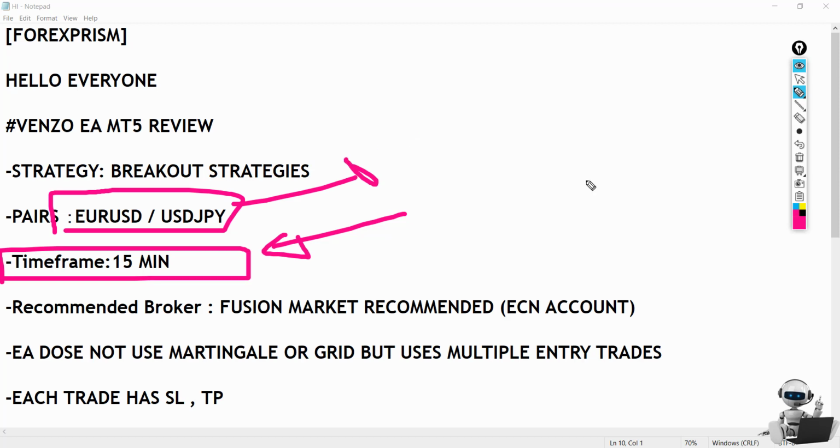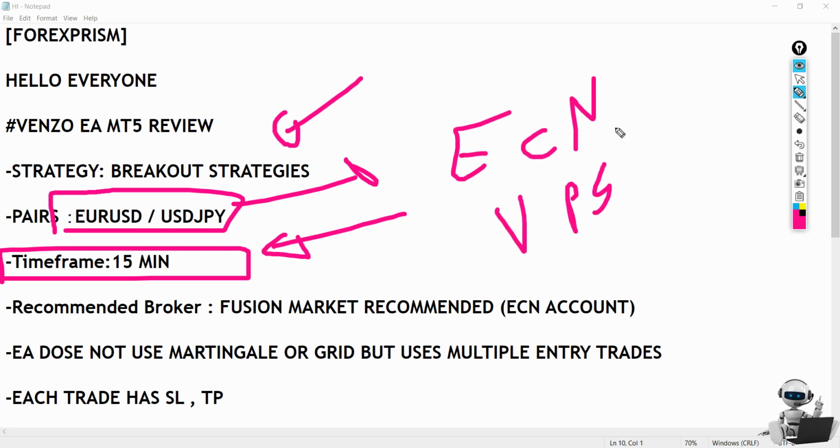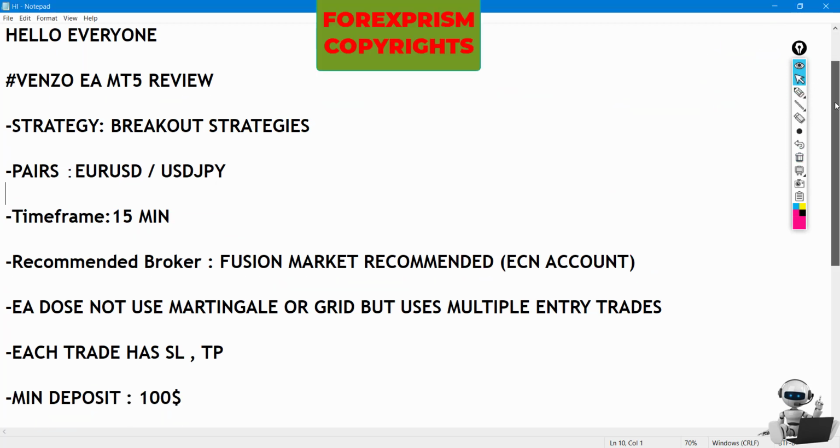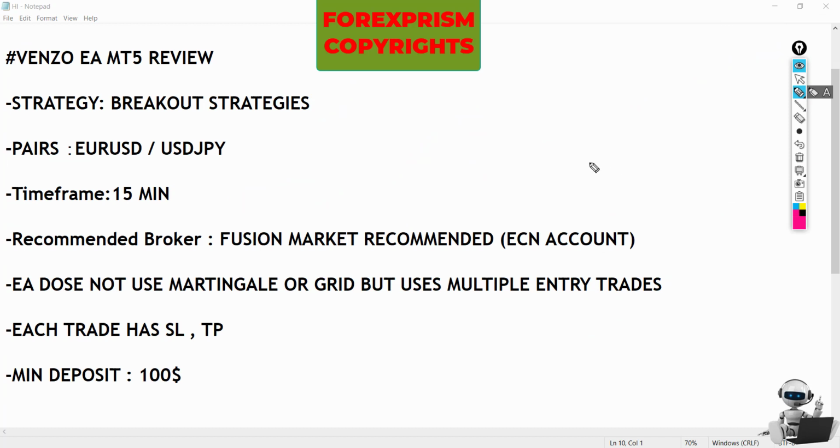However, one problem with any breakout system is ECN and VPS. These two words are very problematic for some people. You need a reliable broker to have an ECN account, low spread, and a VPS with low latency to your broker, so the transactions are opened and closed in a very fast time. So I recommend Fusion Broker. You can use IC, Tickmill, any broker you think is reliable.